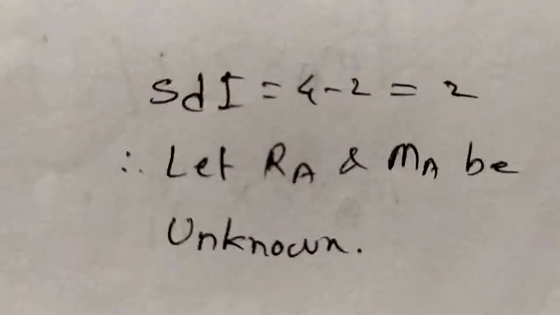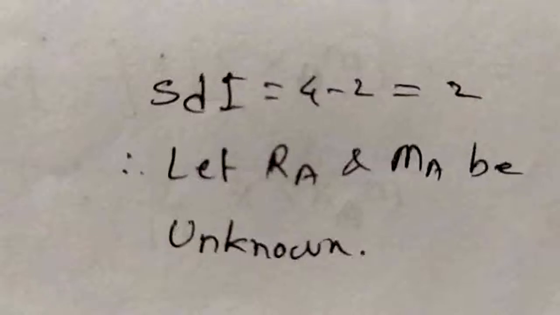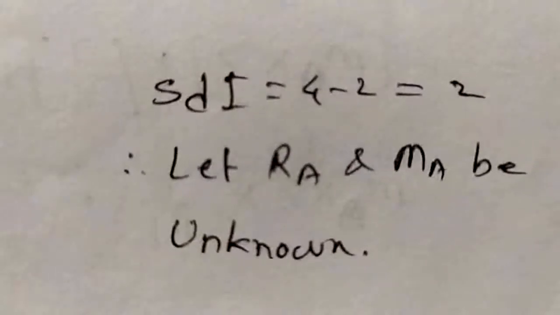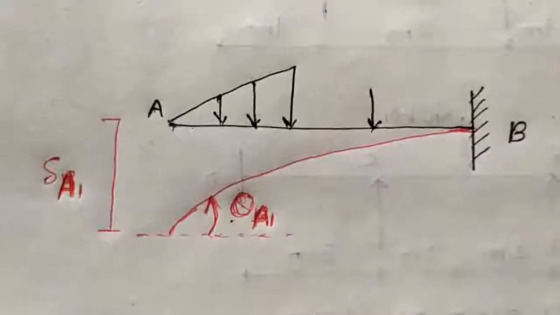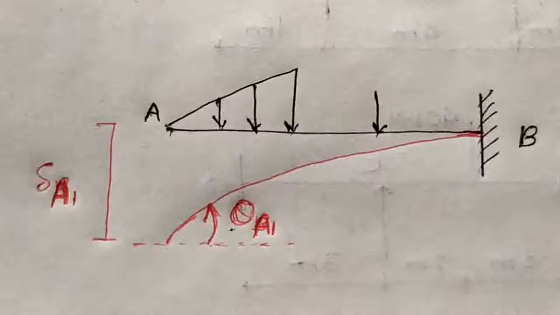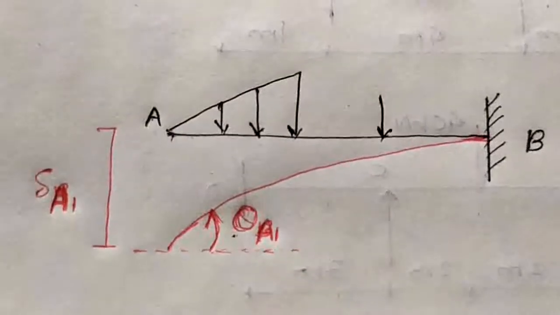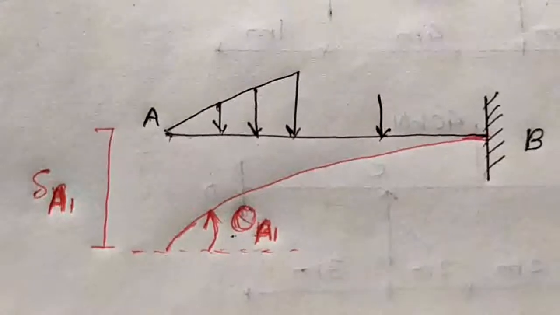Now just remove these unknowns. Because of the removal of these unknowns, we are getting a cantilever structure. A cantilever structure is a determinate type of structure. Now on this determinate structure, apply the given loading. Because of the applied loading, we are getting this displaced shape, that is delta A1 and theta A1.